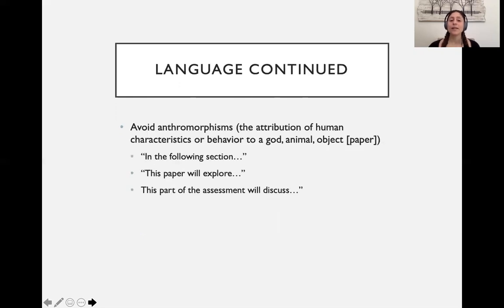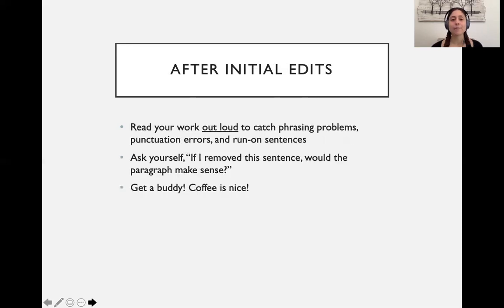You also want to avoid anthropomorphisms, which involve attributing human characteristics to something that's not human. This is common, and I see this in this paper. In the following section, I will blah, blah, blah. This paper will explore blah, blah, blah. This part of the assessment will discuss blah, blah, blah. No, don't do that. Just don't tell me what you're going to do in the following section. Just do it. The paper is not exploring anything. You are. And the assessment doesn't discuss things. Okay, so be careful with that.